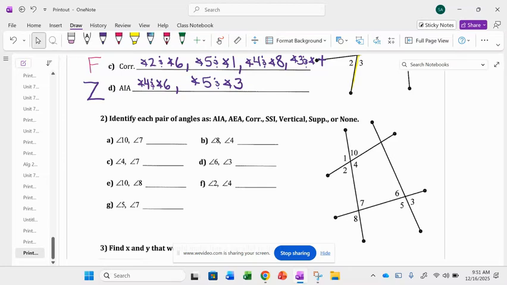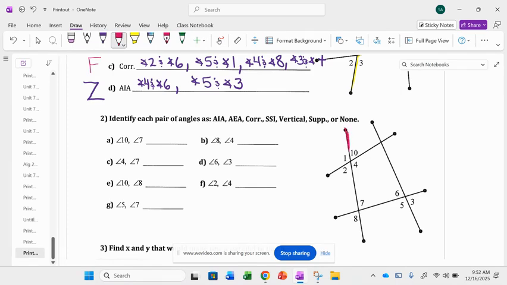identify them as alternate interior, alternate exterior, corresponding, same side interior, vertical angles. Remember, verticals are the kissing birds. What do supplementary angles make? 180, a straight angle, or none, meaning these have no relationship to each other. So the way we go through these problems is you're going to highlight each angle.